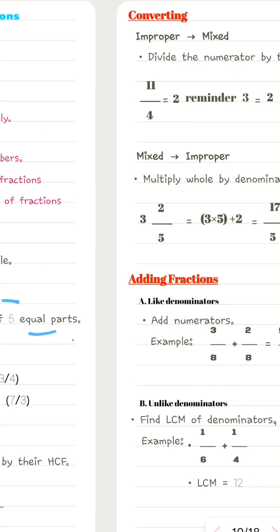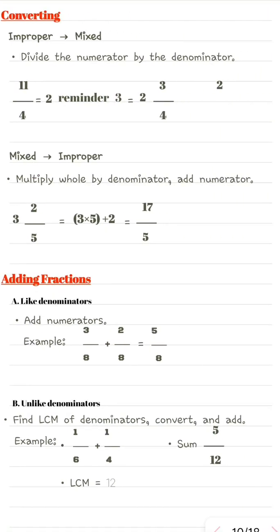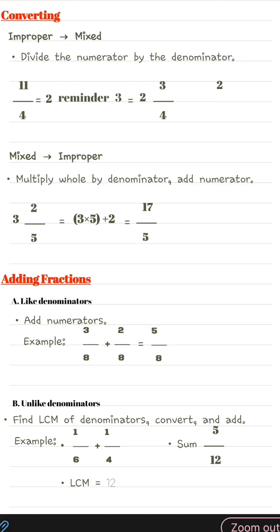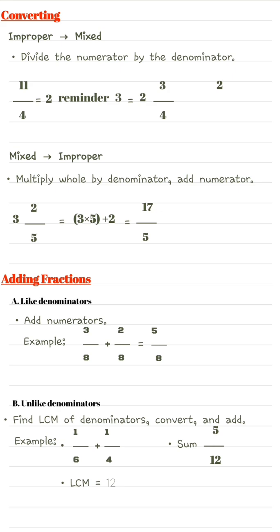Converting fractions, deep dive. Converting between improper fractions and mixed numbers is a crucial skill. A. Converting an improper fraction to a mixed number. This process uses division to separate the whole units from the remaining parts. Divide. Divide the numerator by the denominator. Whole number, the result, or the quotient, is the whole number part of your mixed number. New numerator. The remainder from the division becomes the new numerator. The denominator stays the same.